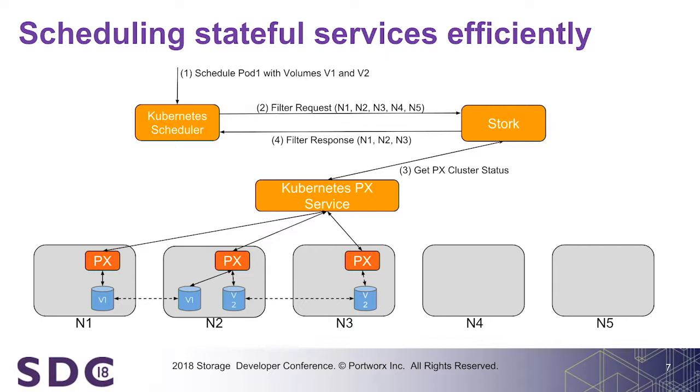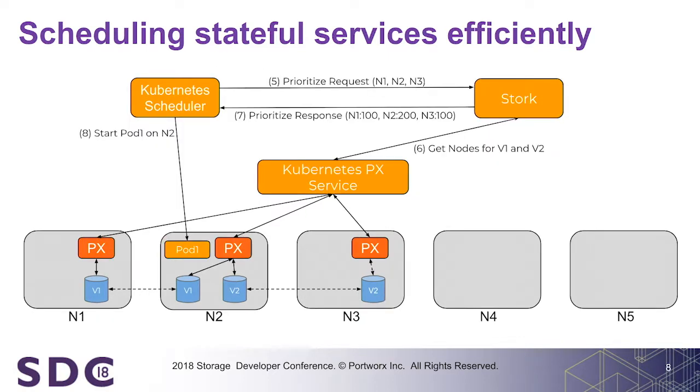Now, if Kubernetes was to start the pod on node 4, it would fail at that point because it would not be able to find the volume to mount into the pod. So what STORK is going to do is talk to Portworx and figure out where it's actually running. It's going to figure out that Portworx is running only on 3 of the 5 nodes. So it's going to filter out N4 and N5, and in the 4th step, it's going to tell Kubernetes that you can only schedule this pod on node N1, N2, and N3.